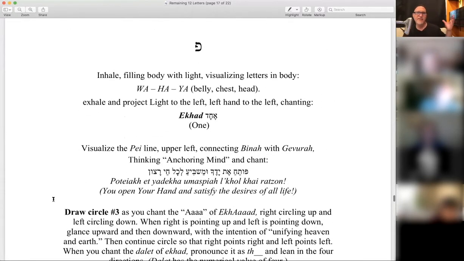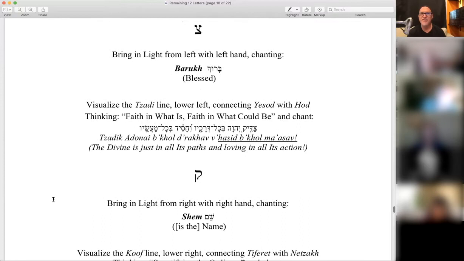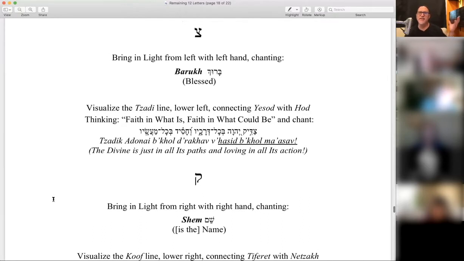Next is Pei. Pei is on your left, connecting Bina with Gevurah. And we just got to the Echad of the Shema, so now we're going to go in the opposite direction with Baruch Shem Kavod. And first is Tzadi. Tzadi is on your left, but now instead of up, it's down below. So it's connecting Yesod with Hod. Lower left, horizontal line. There's the Tzadi.